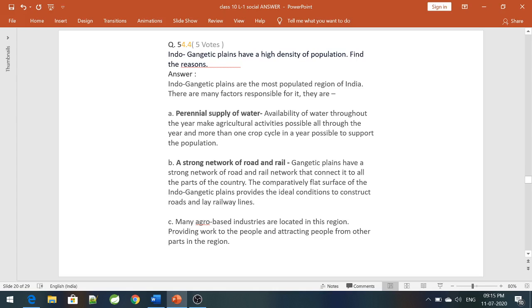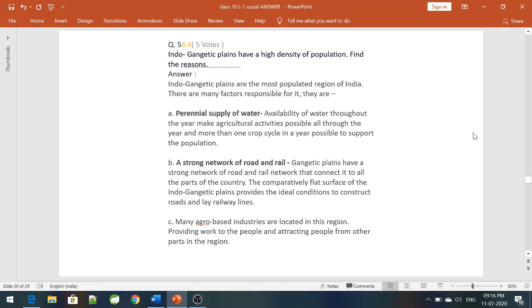This is the next question. The Indo-Gangetic plain has a high density of population. Find the reason. Because of the wide availability of water, fertile soil, rain, and railroads, everything here gives us good living factors. For that purpose we find a large density of population in these plains. That is all about that.